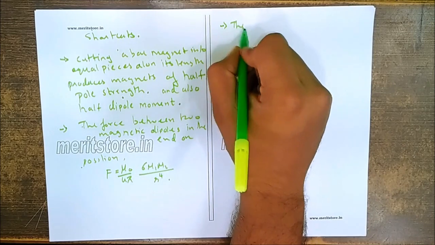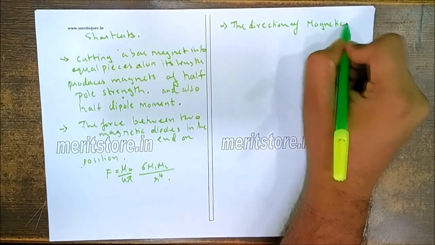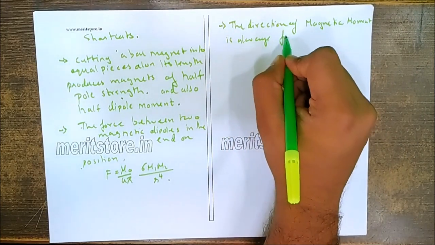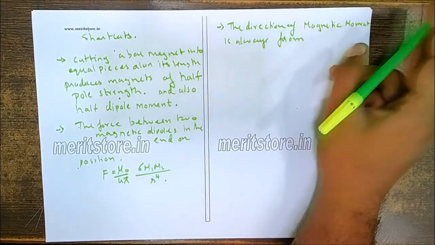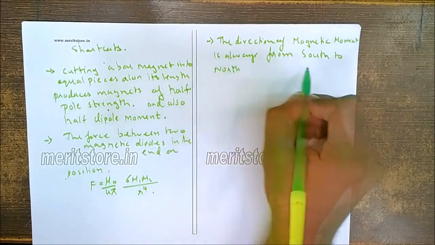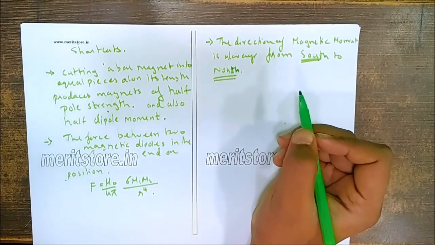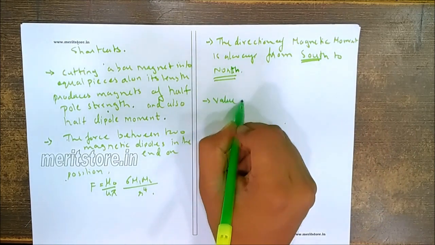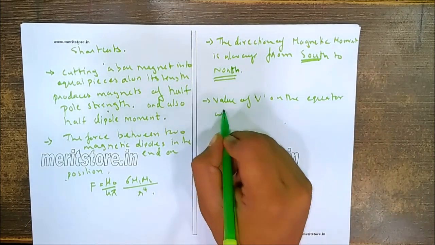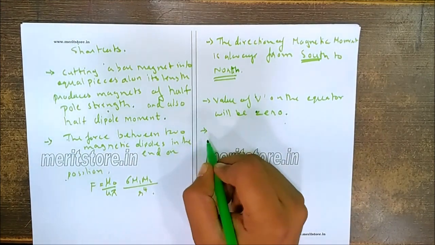Now this is very important. The direction of magnetic moment, that is magnetic dipole moment, is always from south to north. Again I am highlighting, from south to north, opposite of magnetic lines of force. The value of V on the equator will always be 0. We have calculated this in the formula.